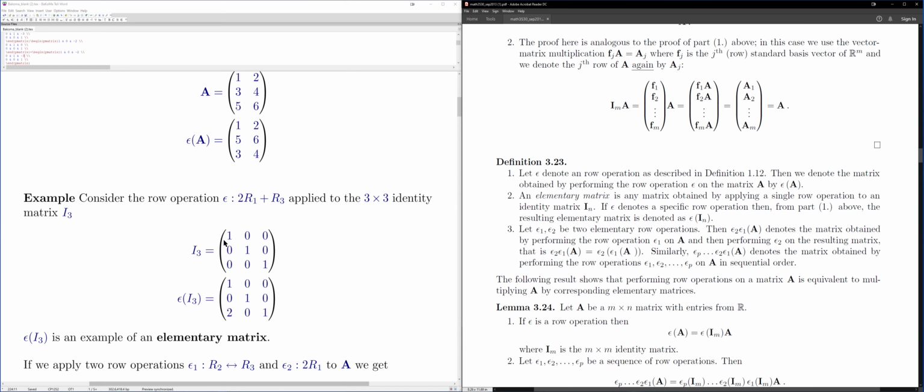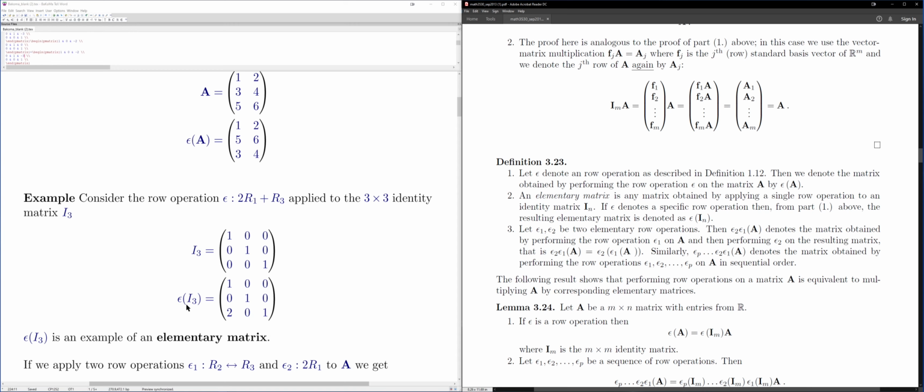Applying that single row operation means that I'm going to multiply the first row by 2 and add it to the third row, in which case I'm going to get a 2 0 1 over here on the bottom. So this is my original matrix I3, and this is when I apply a single row operation to I3.